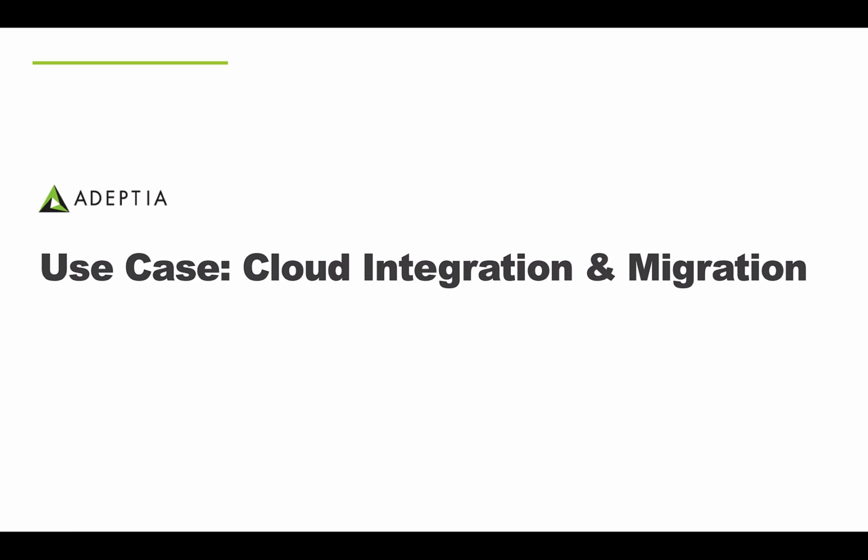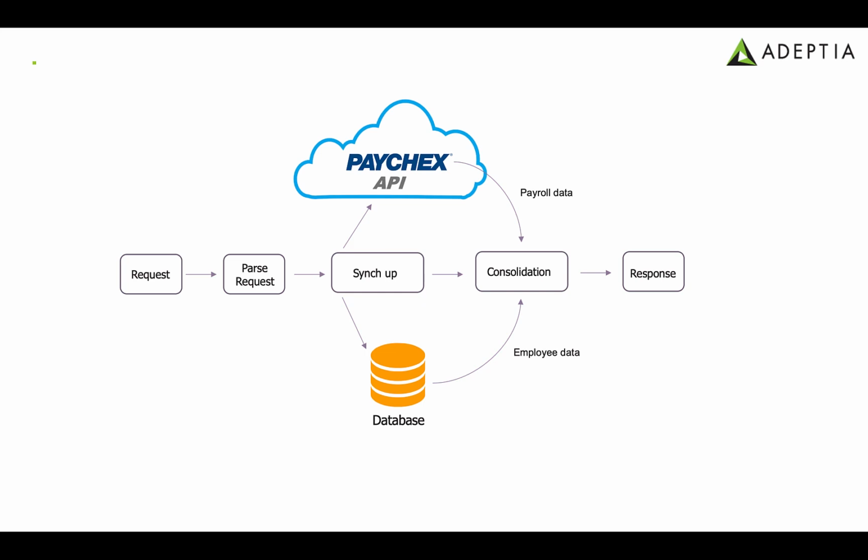Welcome. In this video, we will go through a use case related to cloud integration and migration. And to illustrate some of the key capabilities of our application, we will build a pipeline in Adeptia Connect. Here, let's suppose a client application is looking for employee profile, and that employee profile exists in two disparate applications. One cloud application here represented by Paychex API, and the other one database that is an on-prem application.